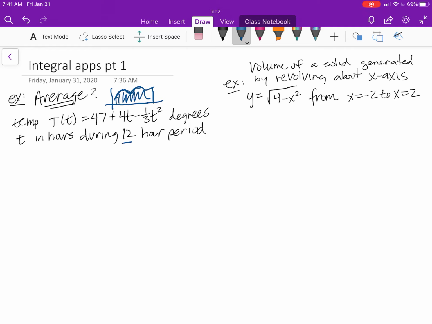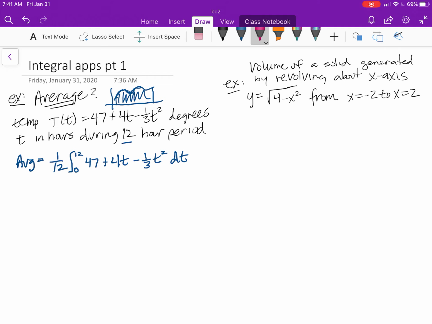The book gives a formula. Instead of dividing by n, we write multiplied by 1/12. So we're going to say this average is 1/12, right? That's dividing by 12. Integrate, we're doing the first 12 hours. If it wanted 6 to 12, we could just do 6 to 12. But the first 12, we have 0 to 12 of that function, 47 plus 4t minus 1/3 t squared dt.